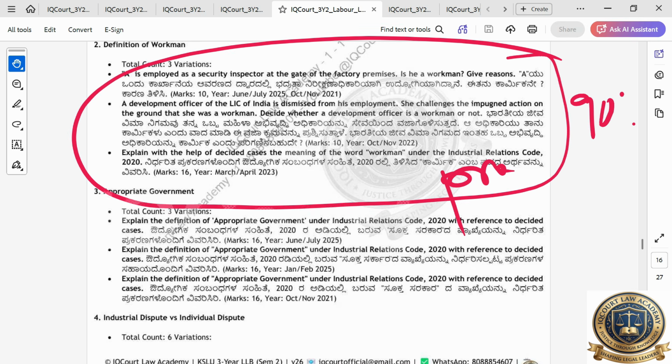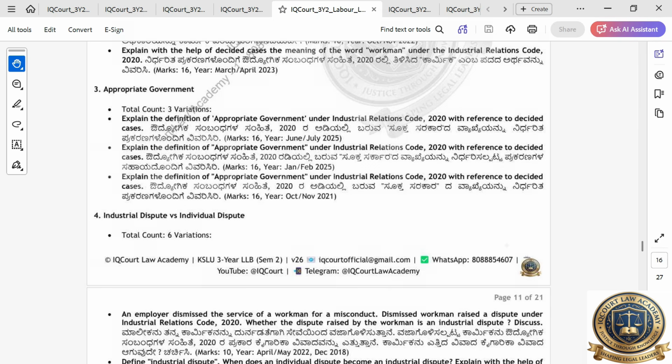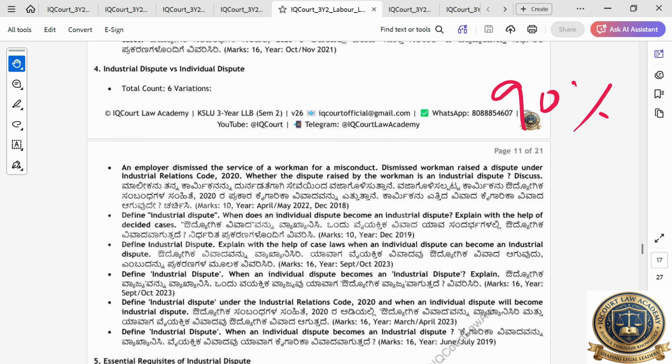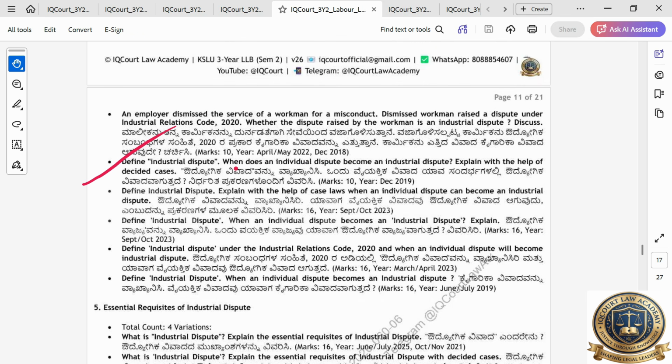This is a 90% important question. This is a 50% important question. This one is a 90% important question. See, industrial dispute and individual dispute. Define industrial dispute. When does an individual dispute become an industrial dispute? Explain with the help of decided cases.